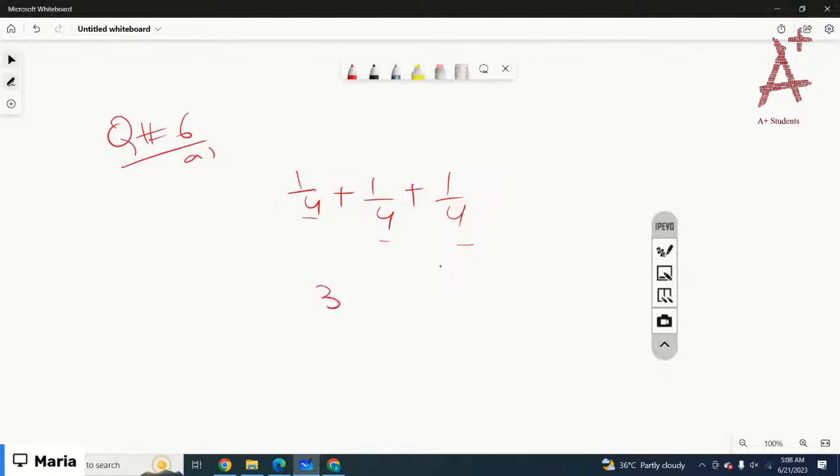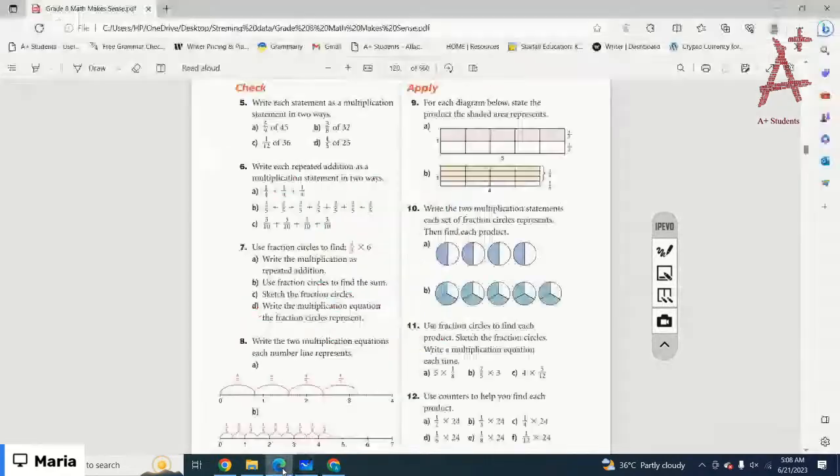1, 2, 3. You can write it as 3 times 1 over 4. Got it? They both are exactly equal. Either you can write 1 by 4 plus 1 by 4 plus 1 by 4, or you can write 3 times 1 by 4. They both are exactly equal. Got it? This one is in multiplication form. Got it?